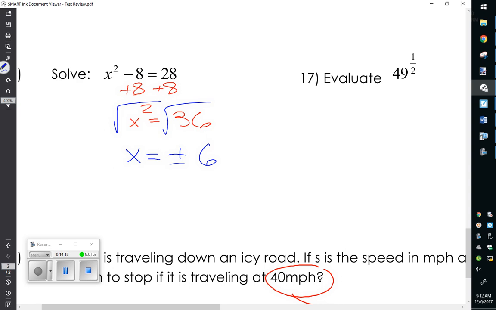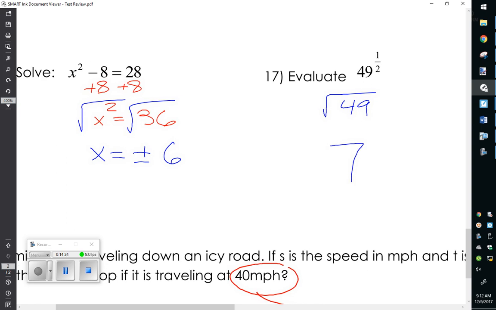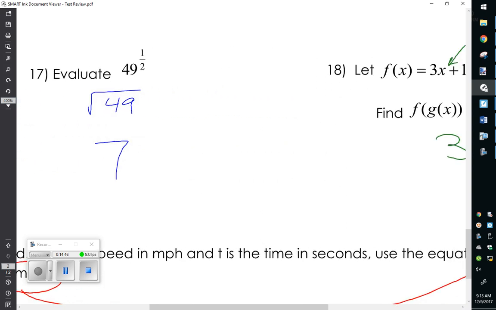Evaluate 49 to the 1/2 power. What is the same thing as 1/2 power? Nope, not the 2nd. It's the square root of 49. That's what that means. 49 to the 1/2 power is 7. You need plus or minus on this one because it was x is equal to a number. Okay, when we square root, when we have an x equals problem, it's a plus or minus. When we just evaluate, it's only the positive version. That's really annoying but true.